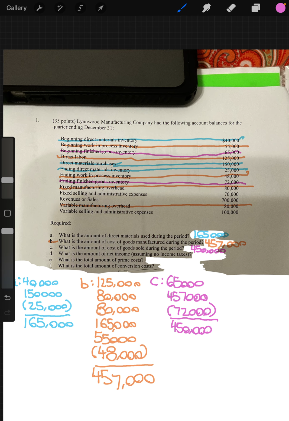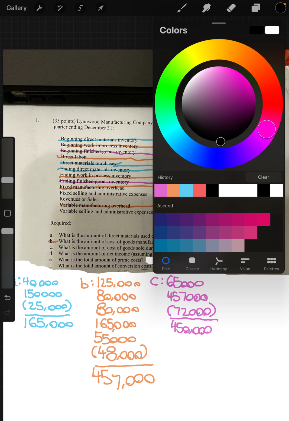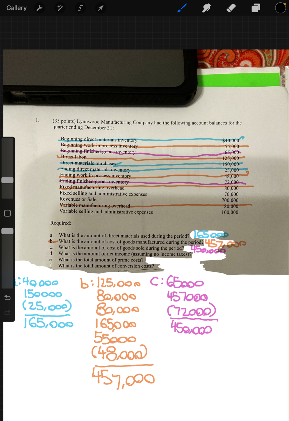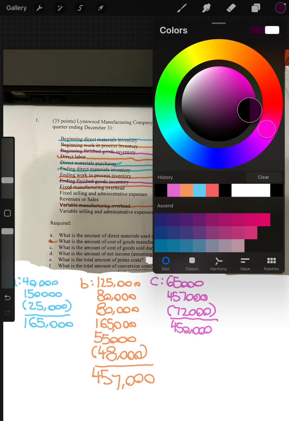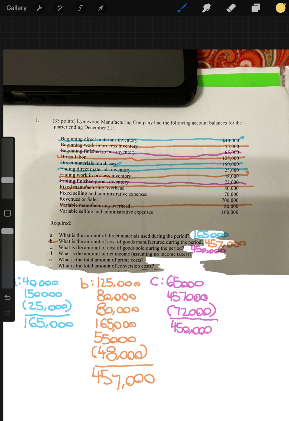Okay, for D, what is the amount of net income? First off, we need to establish our gross profit. And I'll just put that in black over here. So, to establish your gross profit, we're going to take... Actually, no, let me put a different color. I'll make it like yellow. We're going to take revenue or sales.